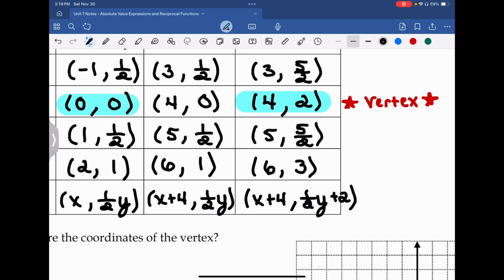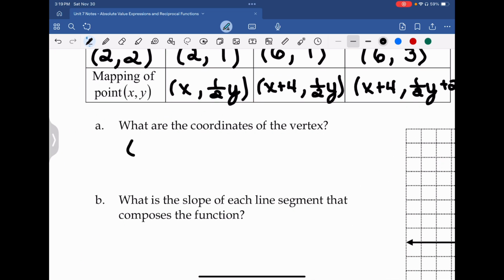Perfect, and I'll star it. There we go, awesome. So down below here, what we can consider our P and our Q of this unit is, and I'll arrow over because this is more formal, it's going to be 4 for x, 2 for y. What is the slope of each line segment that composes each of the functions?